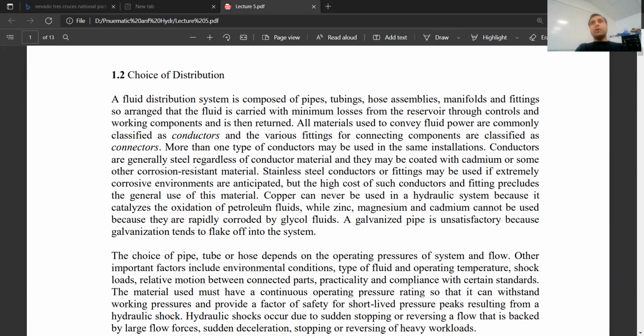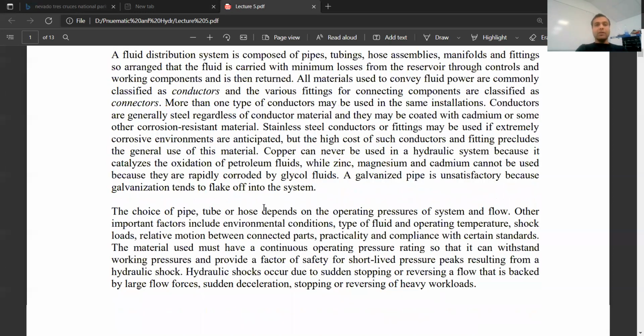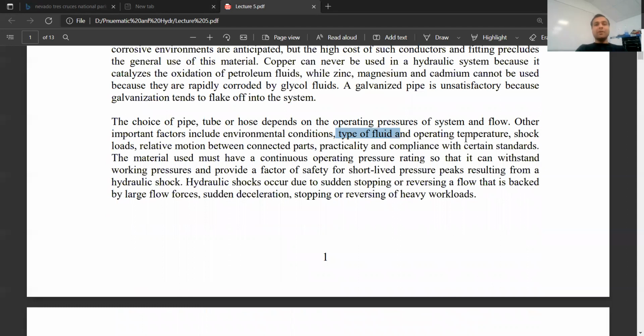Also, we want to make sure the pipe, the material through which we are transmitting the fluid, is strong enough to withstand the stresses inside the material. We also need to make sure that it doesn't add debris or excess particles into the fluid, because in the end we will have a contaminated fluid which we won't be able to use. So the material selection is important as well. We also need to consider the type of the fluid and the operating temperature.